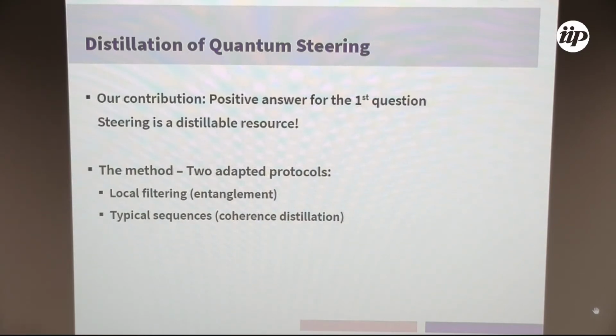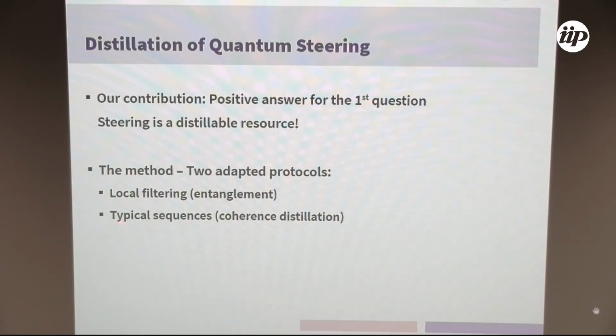And to do that, we have adapted two protocols to the steering case. In the case, we have adapted the local filtering known from entanglement by Bennett, Bessard, and some others.